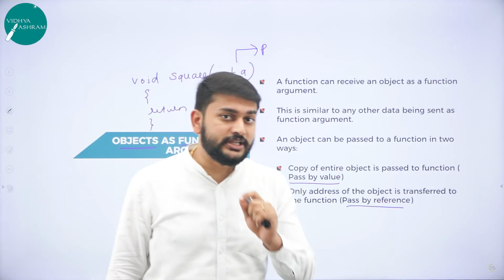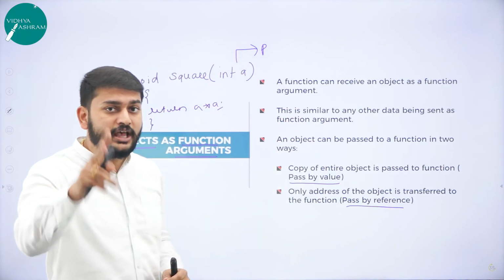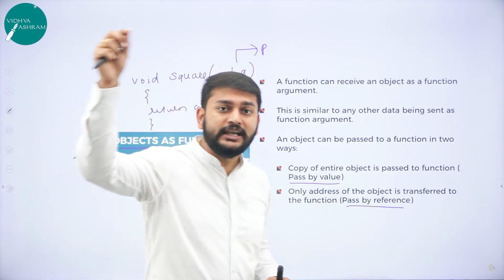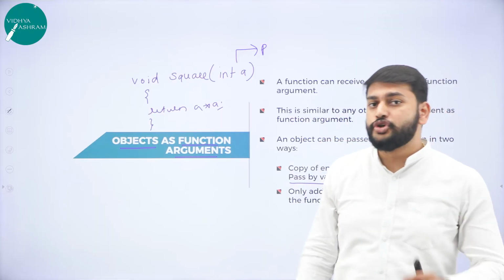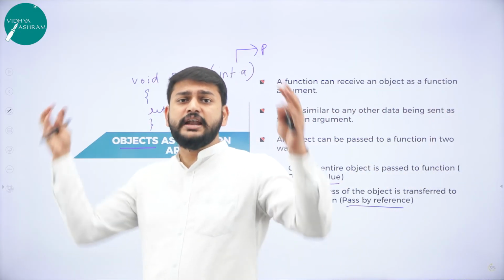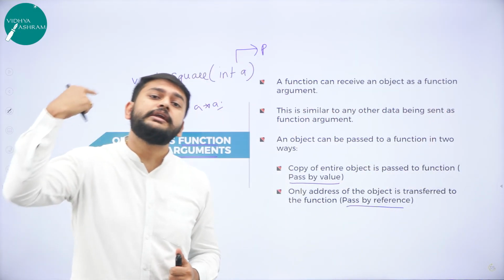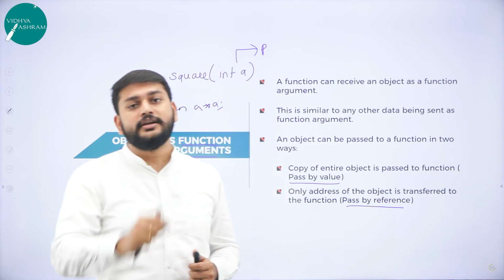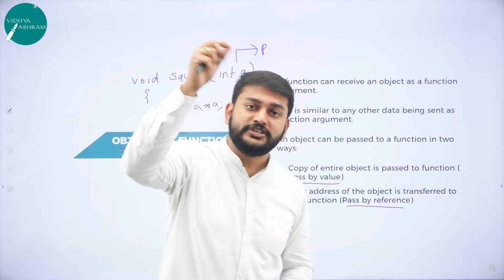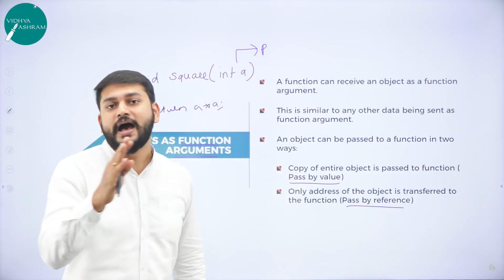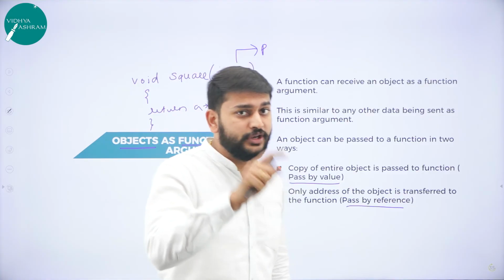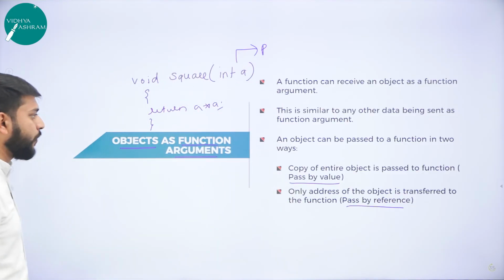My dear students, I will repeat. You are sending the object as an argument. So how many ways can you send? You can send the entire data. So if you are sending the entire data, I will just call it pass by value. If you're just sending the reference of that object, then it is pass by reference, is what you need to remember. Moving on to the next one.